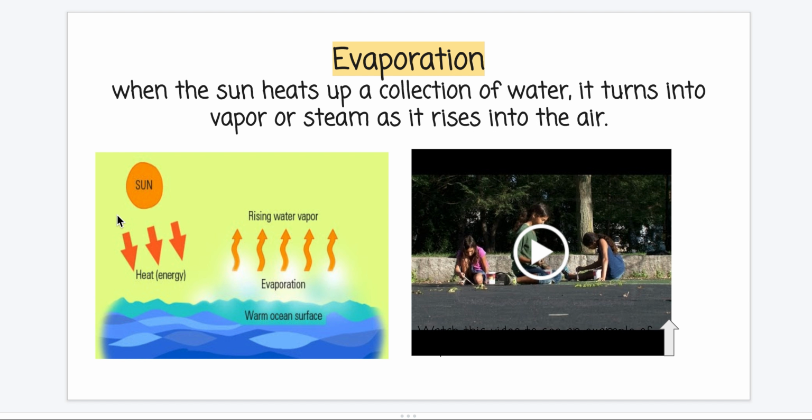evaporation. So we can see in our picture, we have our sun, which is giving off that heat energy. In this case, it's hitting the ocean at the top. The ocean surface is warmer, and so the water is evaporating. It's rising into the sky. You've noticed that if you've ever had a puddle of water outside, the sun shines on it and it disappears. That's evaporation. We don't see it rising towards the sky necessarily, but that is what's happening. I have a little video for you to see.